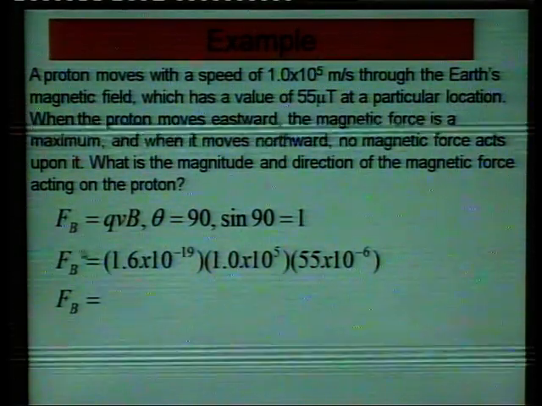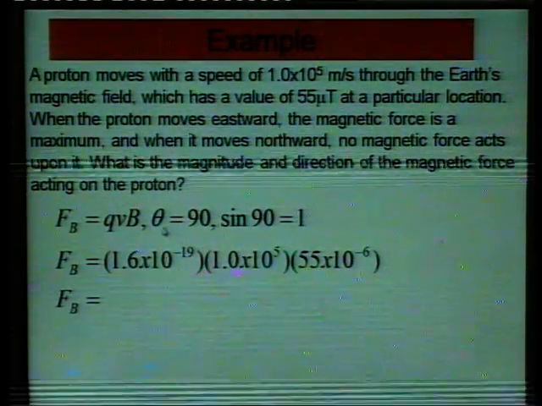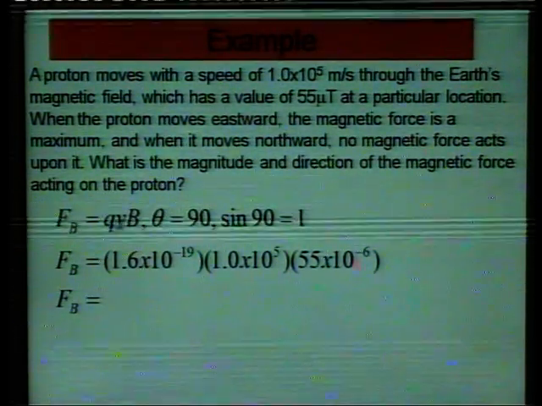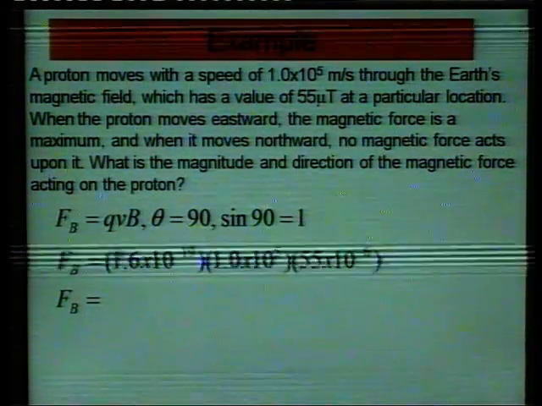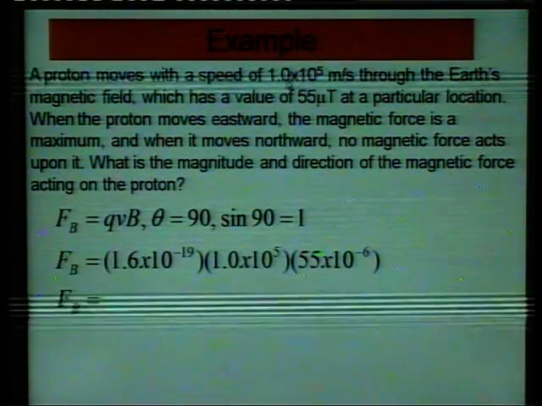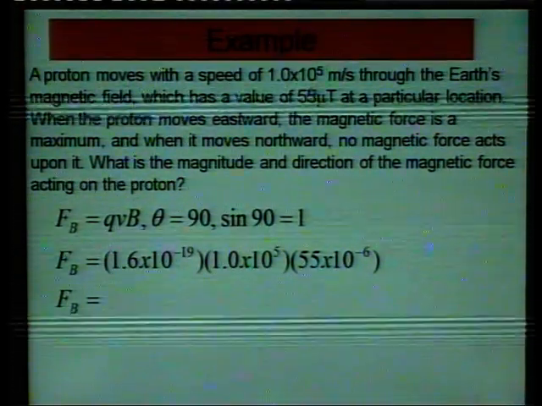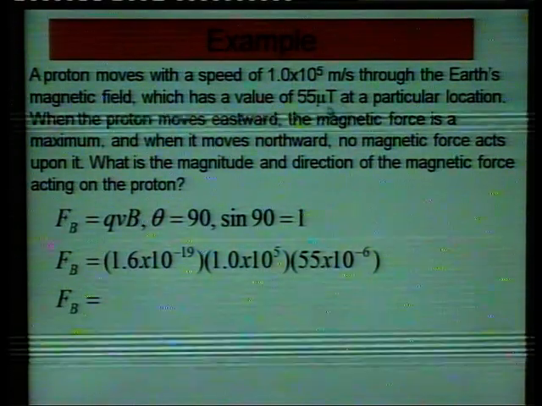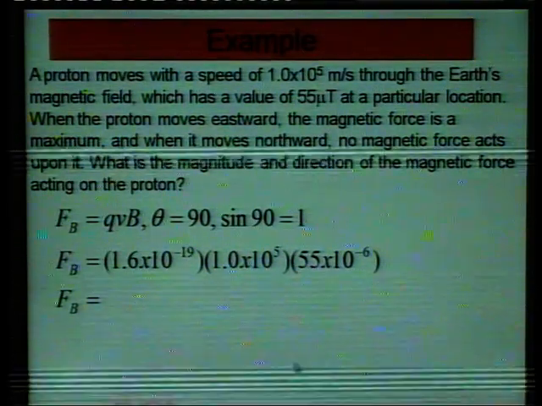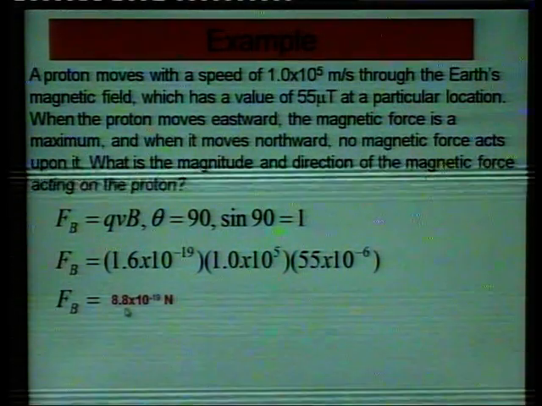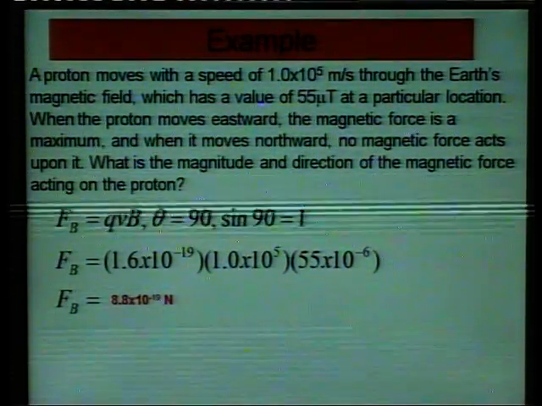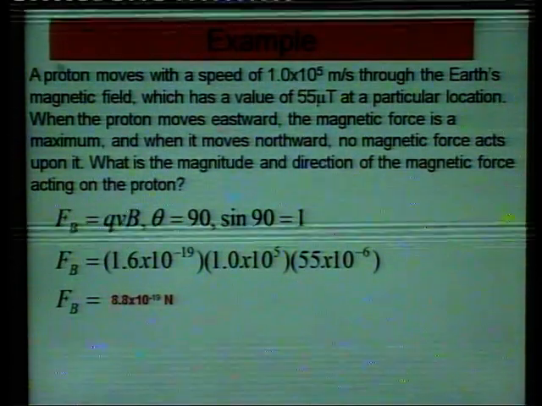Again the formula for force is QVB sine theta. Here theta is 90 degree and sine 90 we know is 1. So force is QVB. Substituting the values, the charge of a proton is 1.6 into 10 to the power minus 19, velocity is given as 1 into 10 raised to the power 5, and the field is given to be 55 micro Tesla. Micro means 10 raised to the power minus 6. Calculating it, the force comes out to be 8.8 into 10 raised to the power minus 19 Newton. So this is the force experienced by the proton.